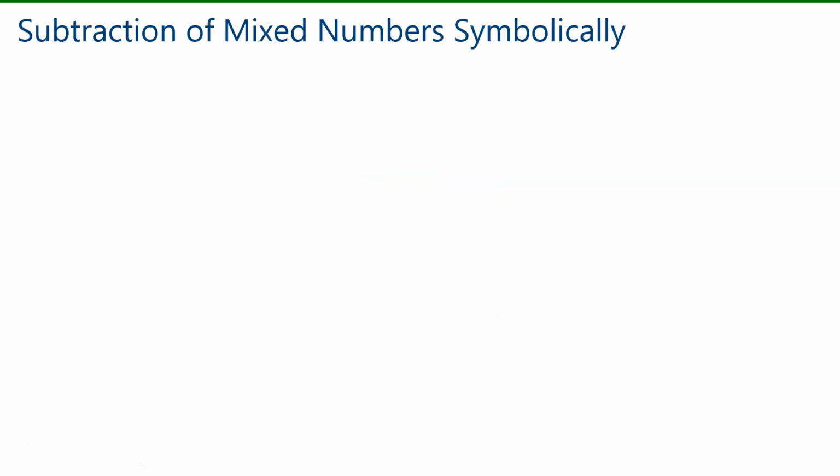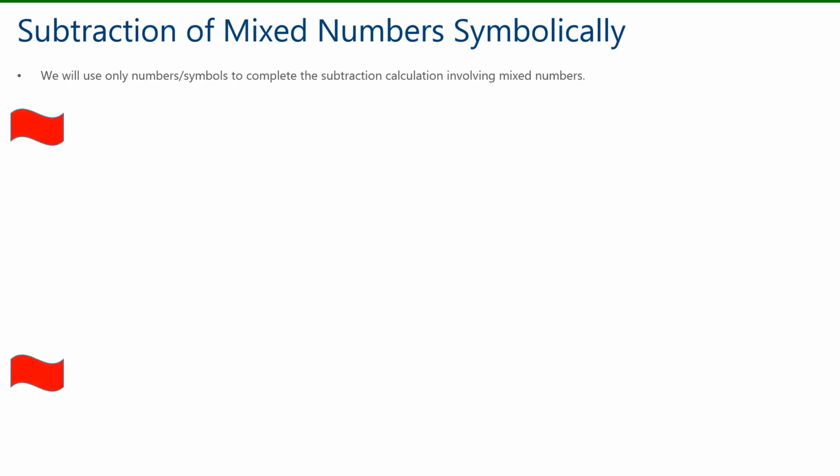As we work through the Method 1 process, we will only be using numbers and symbols to complete the subtraction calculation. These are just a couple of little red flags, not to scare you, but just to warn you that what we're about to do, you better be paying close attention. We're certainly not putting up white flags. We're not surrendering here.